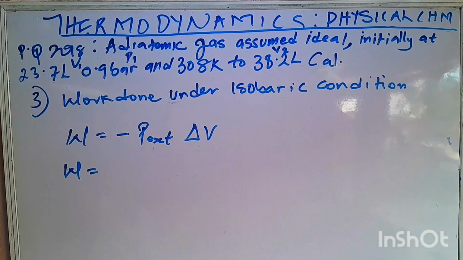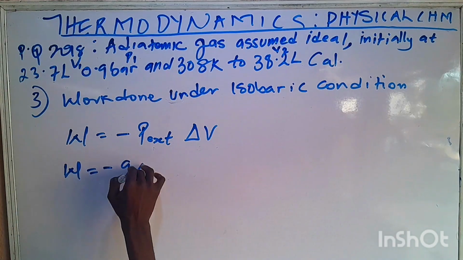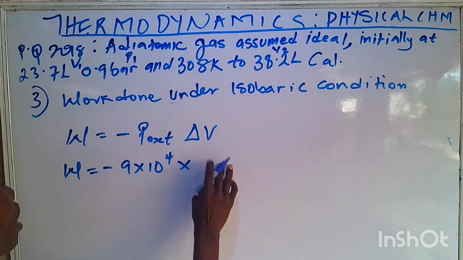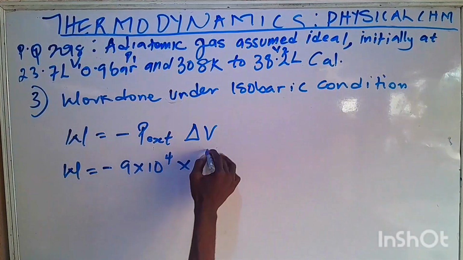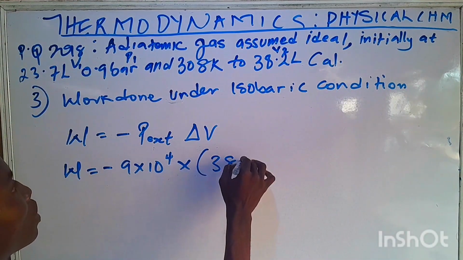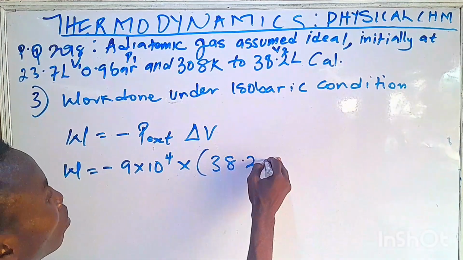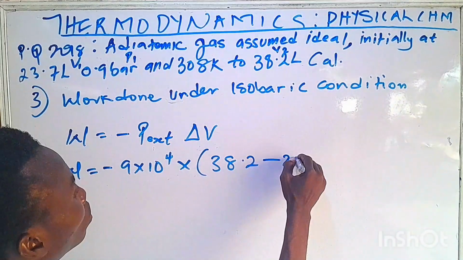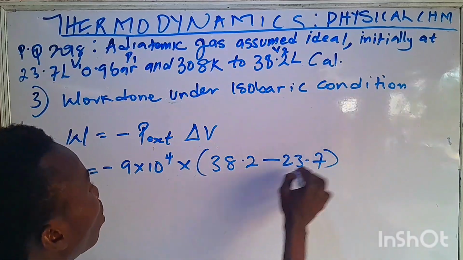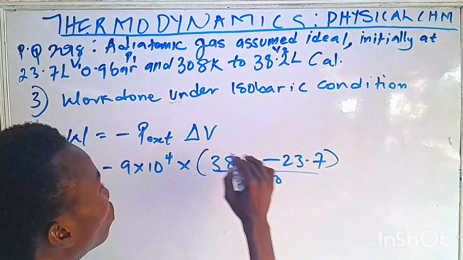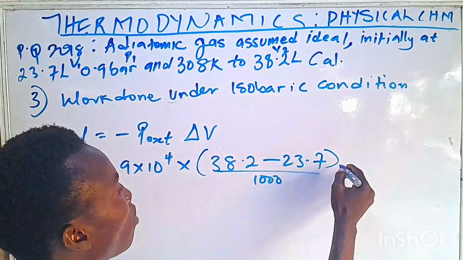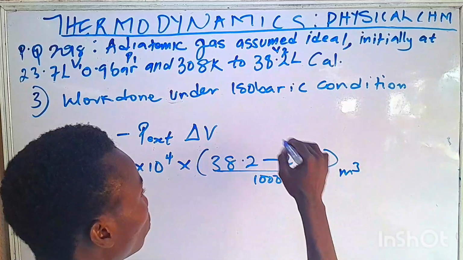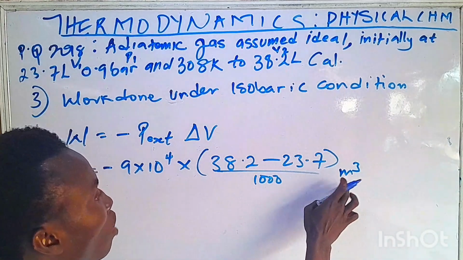So that will be minus 9 times 10 raised to the power 4 times change in volume. This is volume 2, this is volume 1. So you are subtracting 38.2 minus 23.7, all divided by 1000. Please, the 1000 is to convert it to what? It is to convert it to meter cube. Take note of that. That's the reason we are converting it.